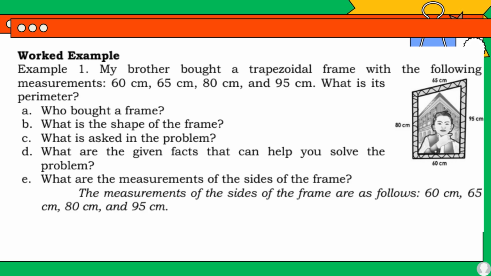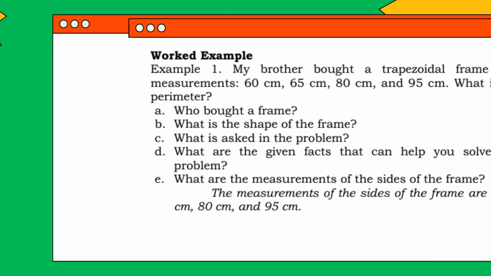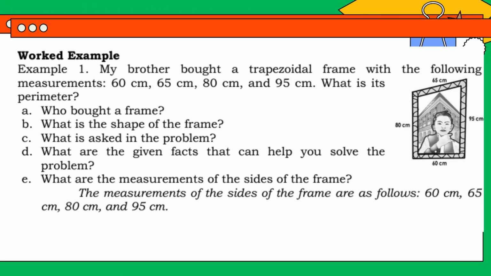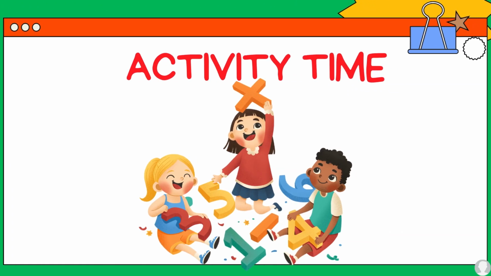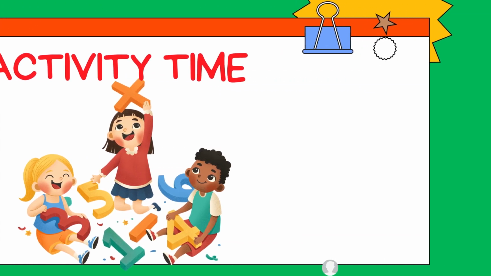And the questions are: Who bought a frame? What is the shape of the frame? What is asked in the problem? What are the given facts that can help you solve the problem? And what are the measurements of the sides of the frame? The measurements of the frame are as follows: 80 cm, 65 cm, 95 cm, and 60 cm. Let us now have again an activity time.